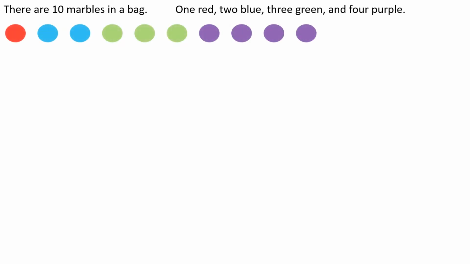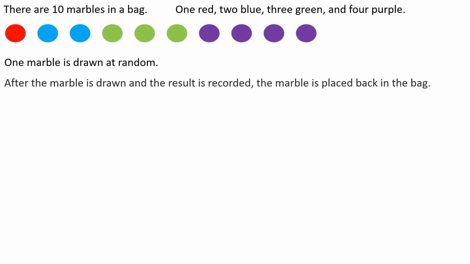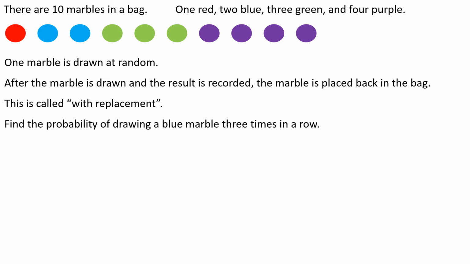Okay, so let's go back to our favorite bag of marbles. And we're going to draw a marble at random. And then we're going to look at the marble and we will record the result. But then we're going to put the marble back in the bag. This is called with replacement. So let's find the probability of drawing a blue marble 3 times in a row.